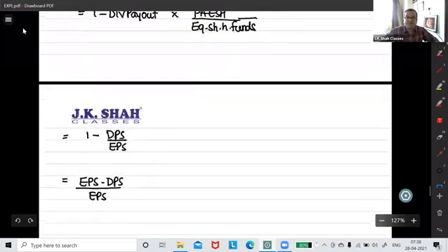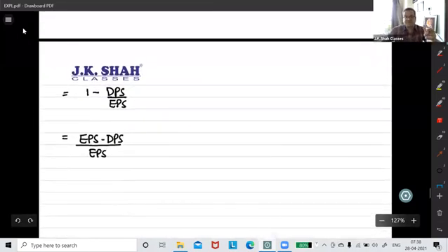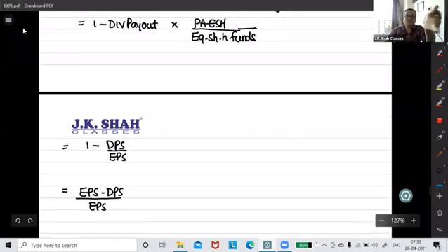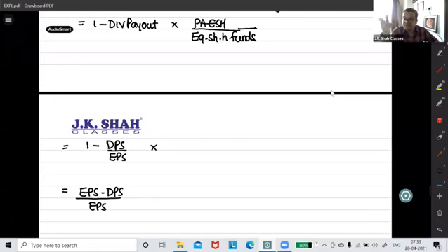So this becomes our retention ratio. EPS minus DPS. EPS is what we earn, DPS is what we pay. Whatever is left out is EPS minus DPS compared to EPS. Okay. So what to do with this? Profit after tax upon equity shareholders' funds, please send. You know that any number, you multiply and divide by the same number. The value remains the same.